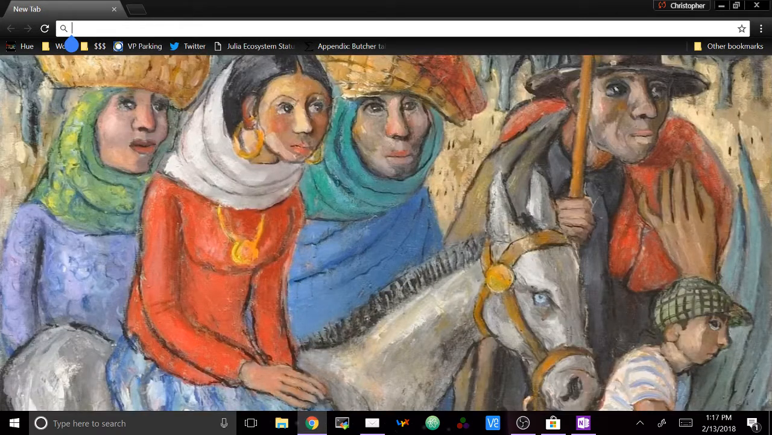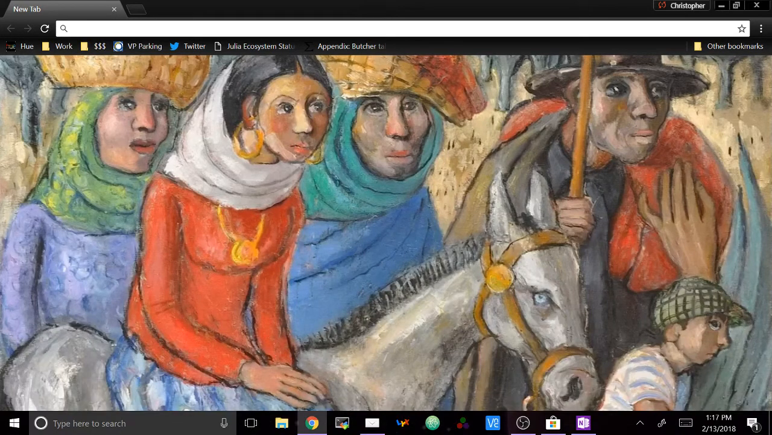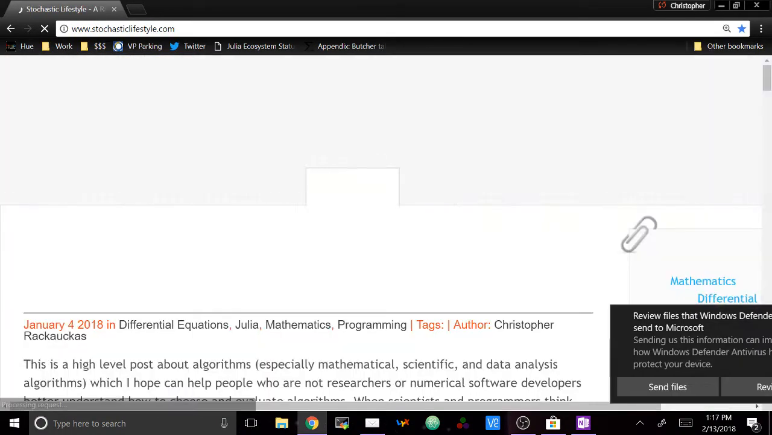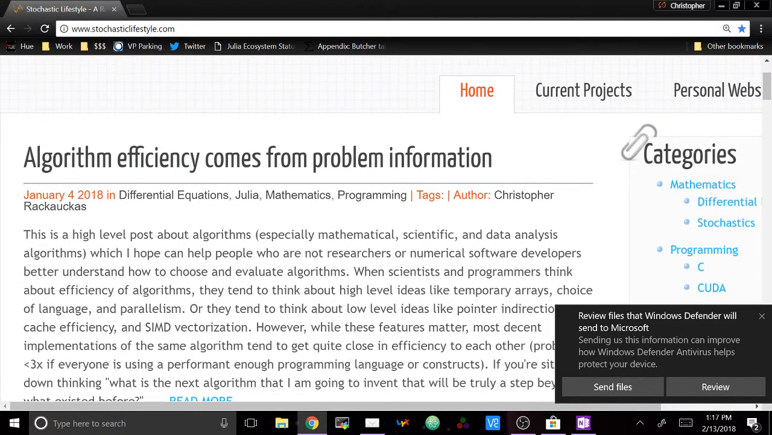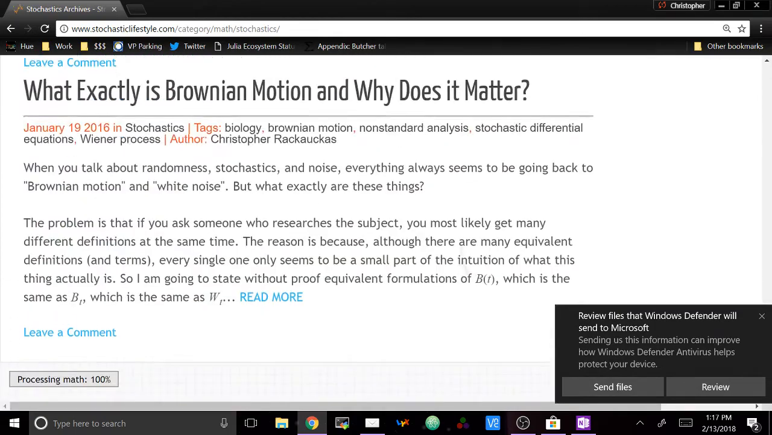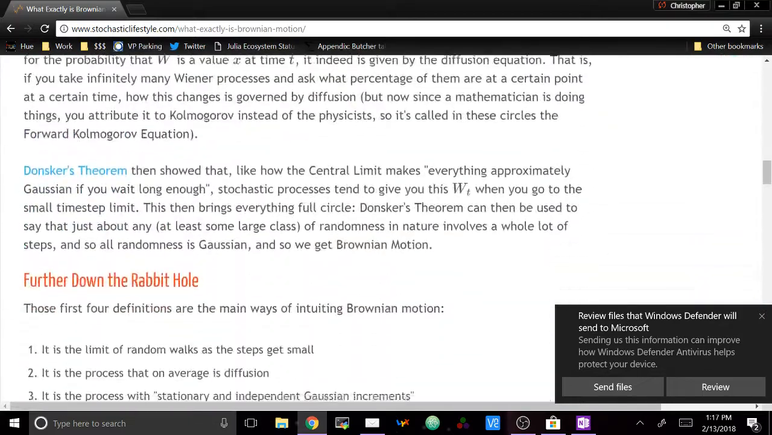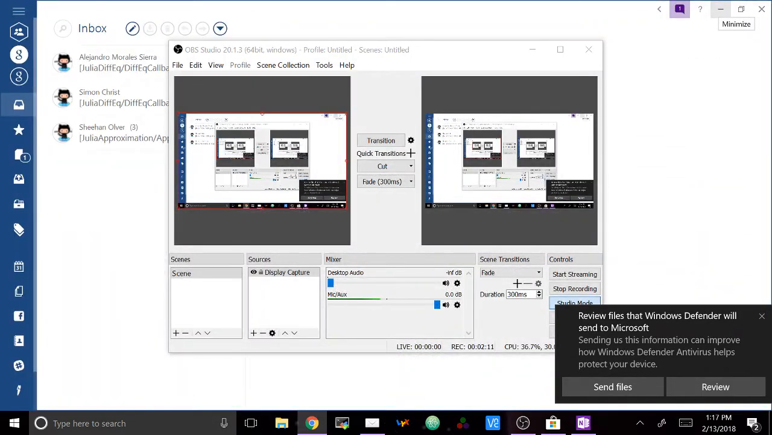Let me just pull it up here. So yeah, this is super informal. If you go to stochastiklifestyle.com, this is where I have all my blog posts. Under stochastics, one of my earliest posts is just what exactly is Brownian motion and why does it matter? You'll find some more details on where this thing comes from.